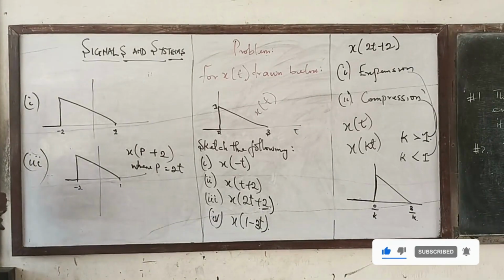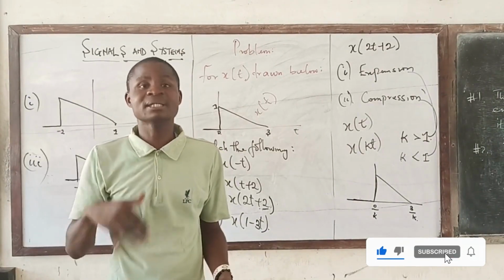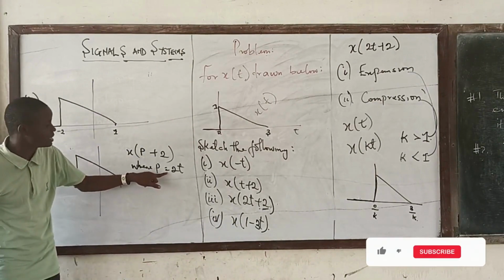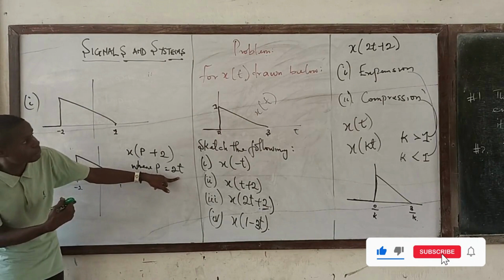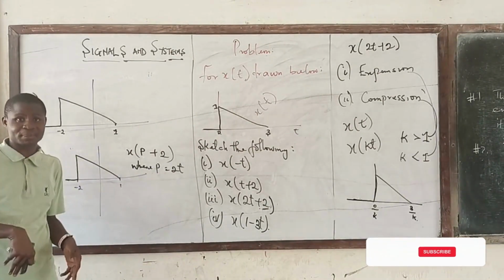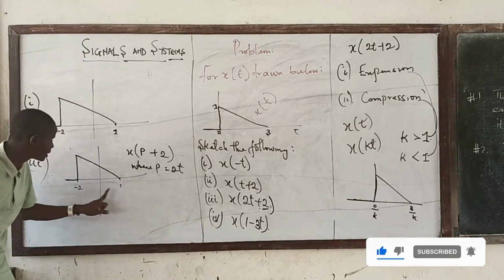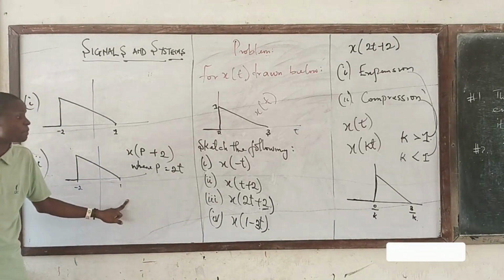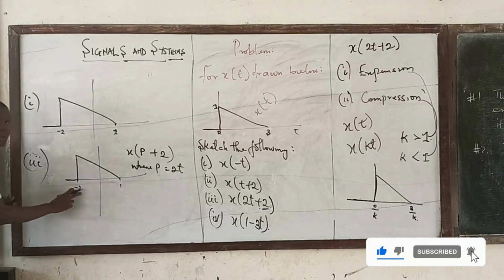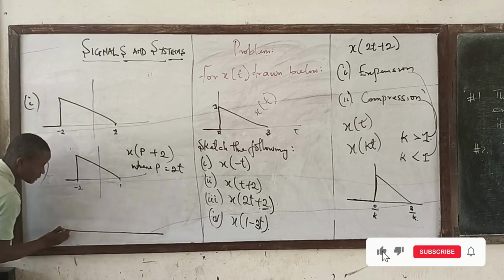Compressing this signal, later on in this course, we will learn about what we call sampling, oversampling, downsampling. What I'm doing here, p equals 2t, which is talking about compression, is actually talking about downsampling. I'm going to divide these points on the t-axis by 2. So if I divide minus 2 by 2, I have minus 1.